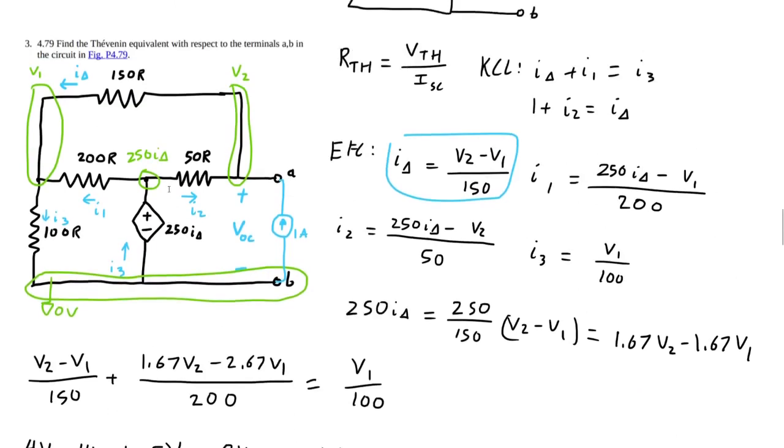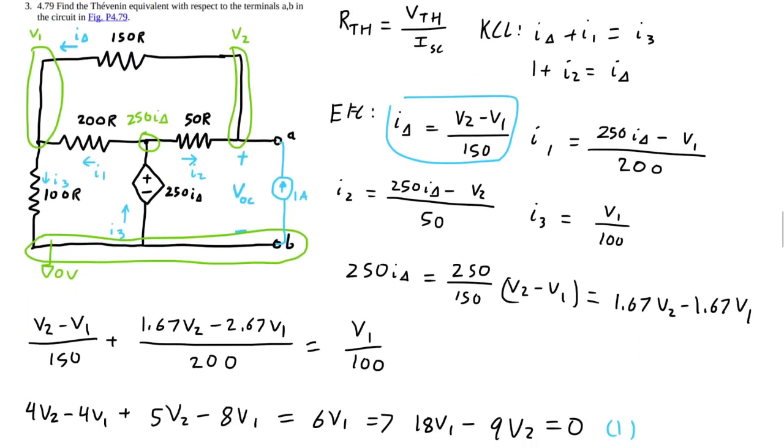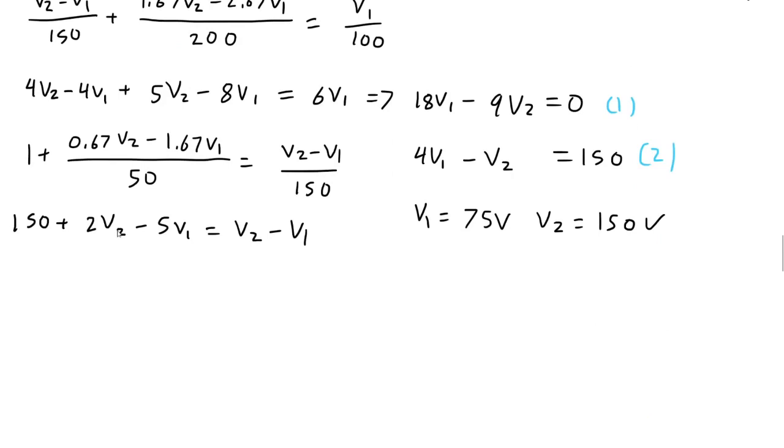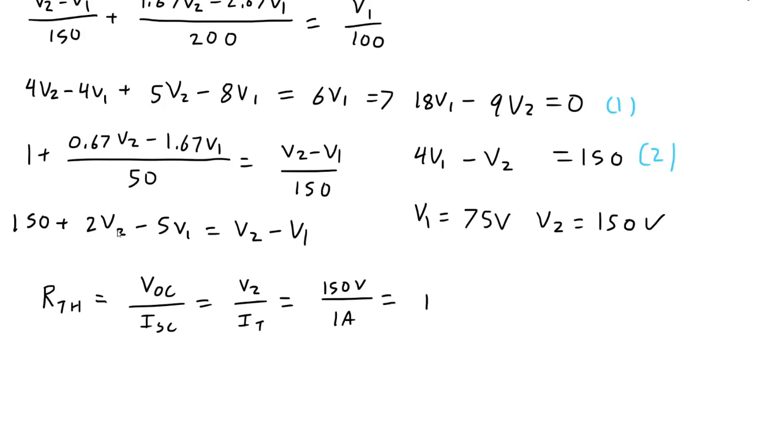Anyway, now that we have V open circuit, which is V2, we also have I short circuit, which is the test current. So we can calculate what the Thevenin resistance is. So our Thevenin is going to be V2 over our test current, so 150 volts divided by 1 amp. It's going to be 150 ohms.